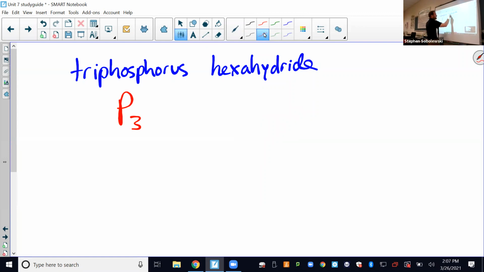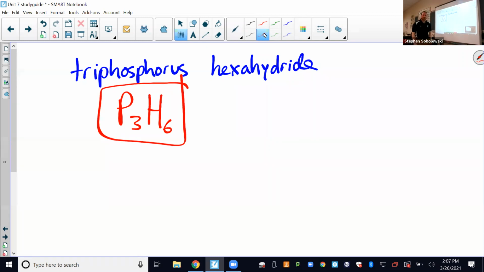Hexahydride. Hexa is 6. Hydride refers to hydrogen, not hydroxide. Hydroxide is OH minus. Hydroxide will never show up in a covalent compound because it's an ion. Ions don't show up here. So hexahydride means I have 6 H's. I'll write that as H6. That's literally it. The answer is right there in front of you. 3 phosphoruses, 6 hydrogens. And you do not simplify covalent compounds down.